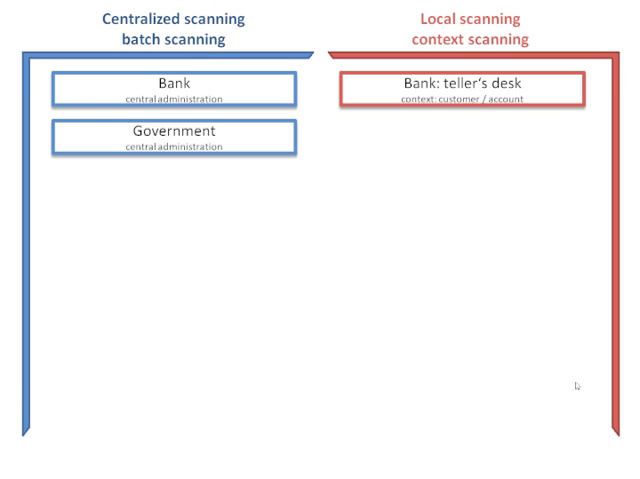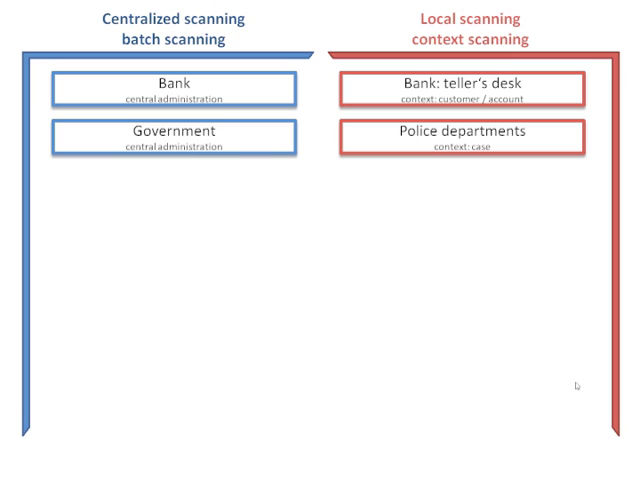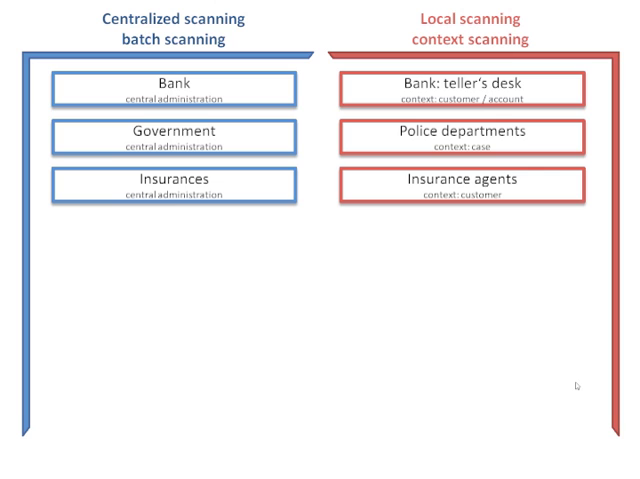Or a government with a central administration. Of course, this is something for batch scanning, but think also about external units like police departments. The documents there must be scanned too, and here we have a case-based organization where documents can also be scanned in a context. Or insurances, also with a central administration. But also the insurance agents who are visiting their customers have to scan ID cards, policies and much more, and they are working in the context of the customer.